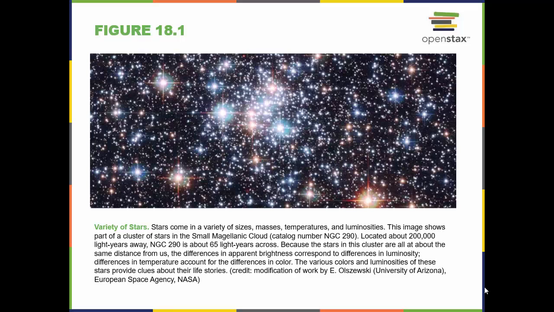Because the stars in the cluster are all about the same distance from us, the differences in their apparent brightnesses correspond to differences in their luminosities. Differences in temperature account for the differences in color. And the various colors and luminosities of these stars provide clues about their life stories.